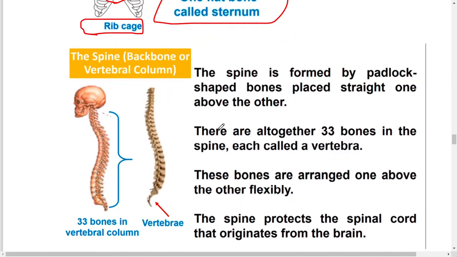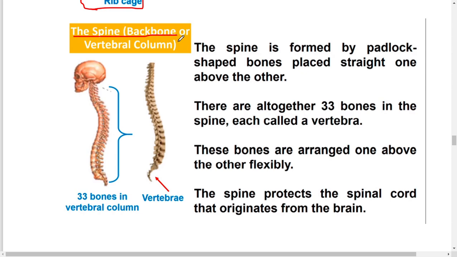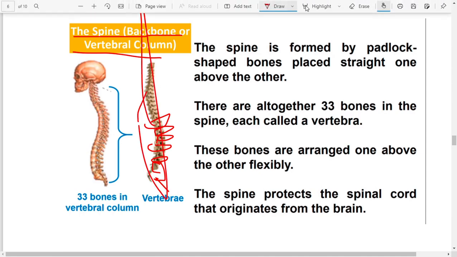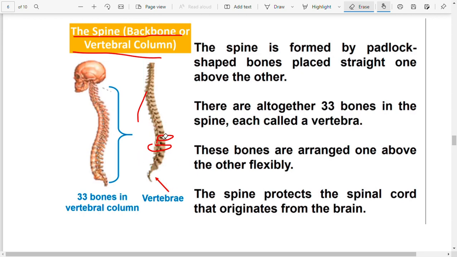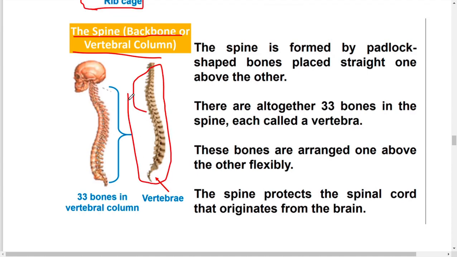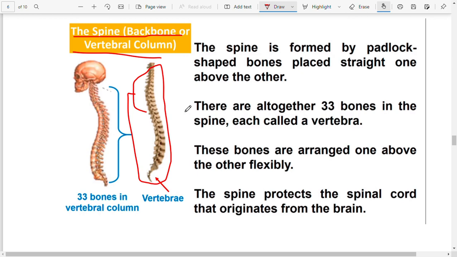Now let's learn about the spine, or the backbone, or the vertebral column. The spine is formed of padlock-shaped bones. They are placed straight, one above the other, in a straight line. I hope you have learned that our spine is straight.